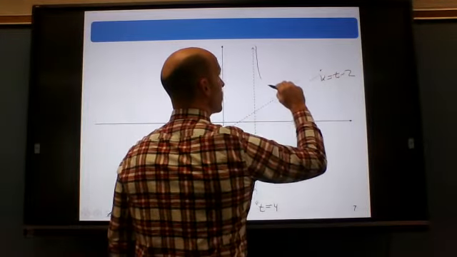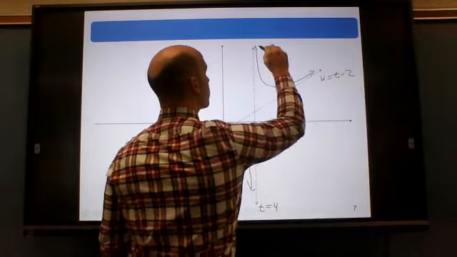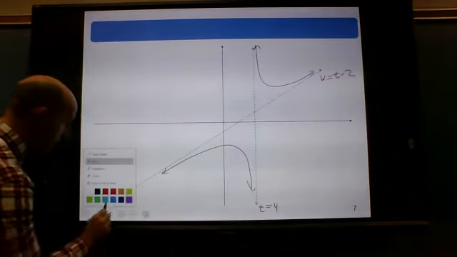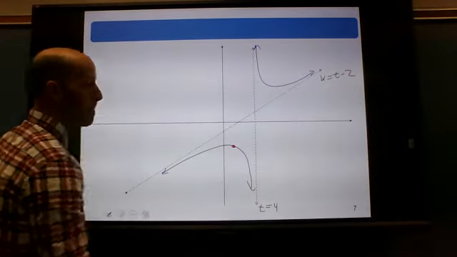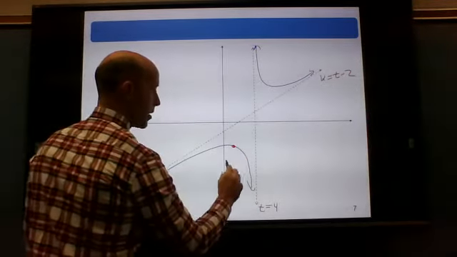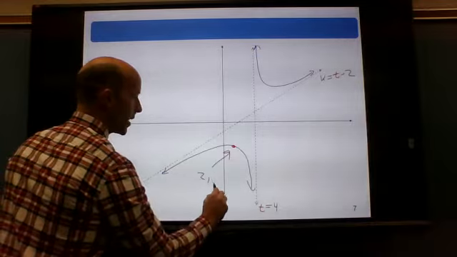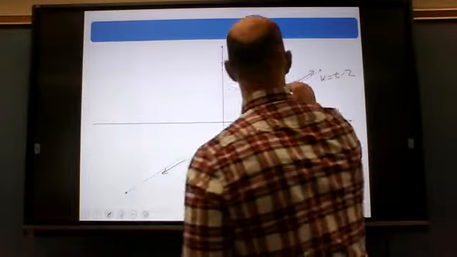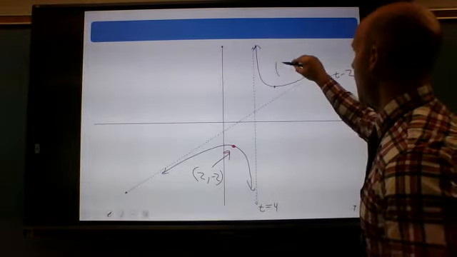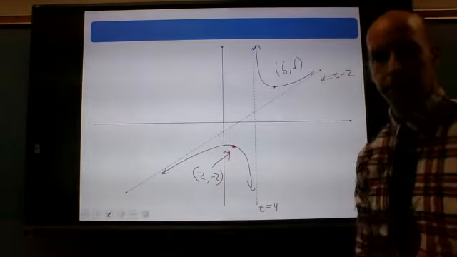In fact, some of you may have already graphed it with your graphing calculator. And if I remember correctly, I think we said we had a point, a relative maximum right here at, I think it was (2, -2). And then I think up here we had a relative minimum at, I think it was (6, 6).